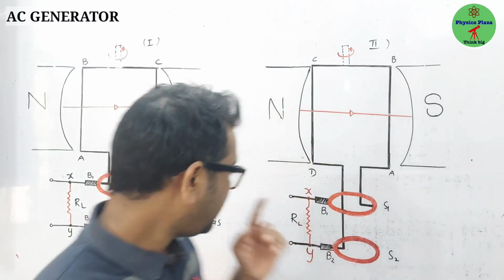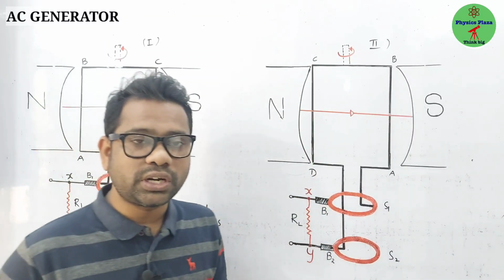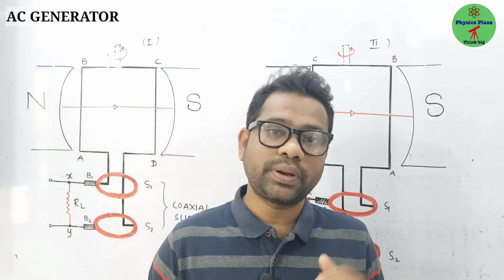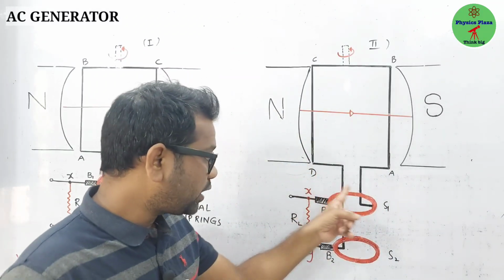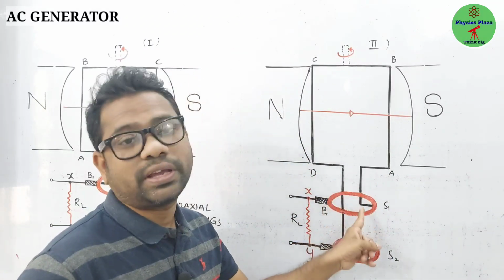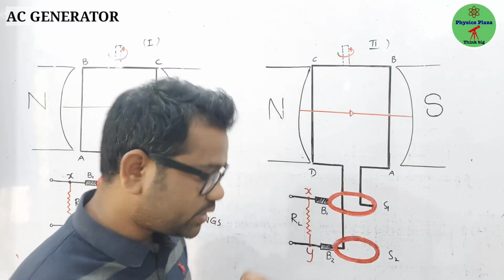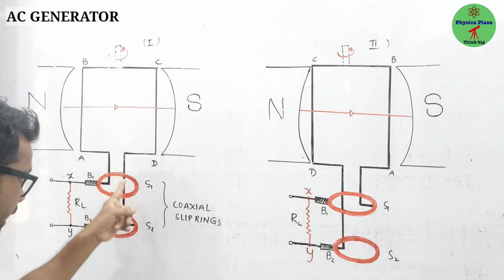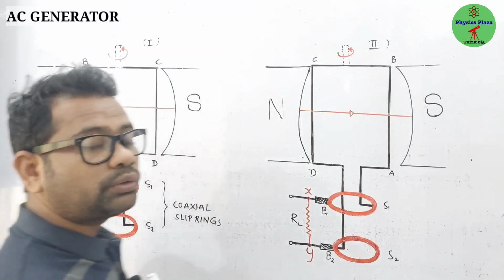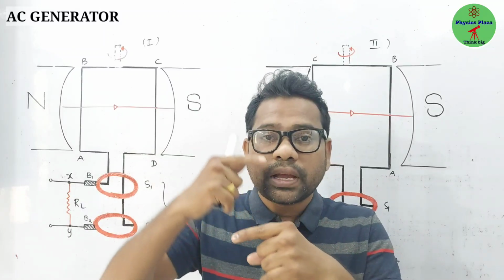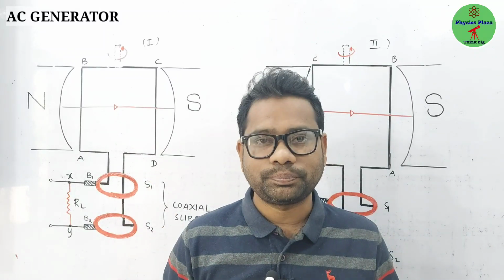Is it clear? Fine. And here, if you look at the electric motor, children, there we have half slip rings, the so-called commutators, but here we actually have complete slip rings. Is it clear? Fine, children. And why do we actually need slip rings here? So that there will be a continuous contact.